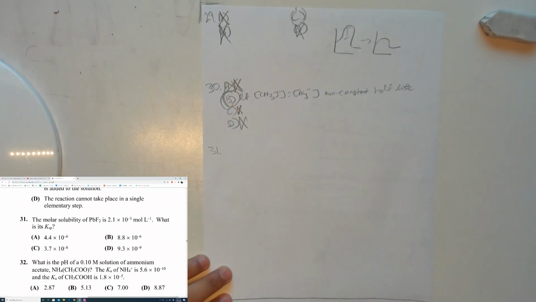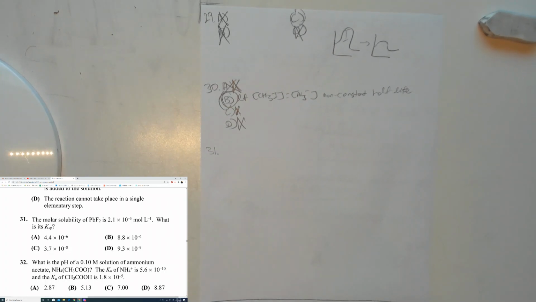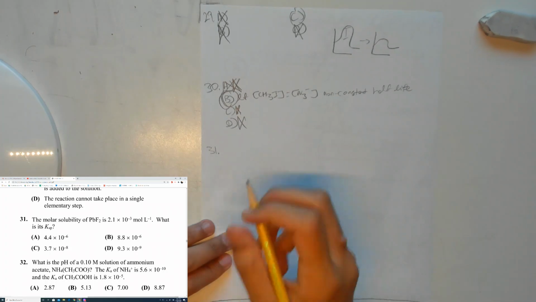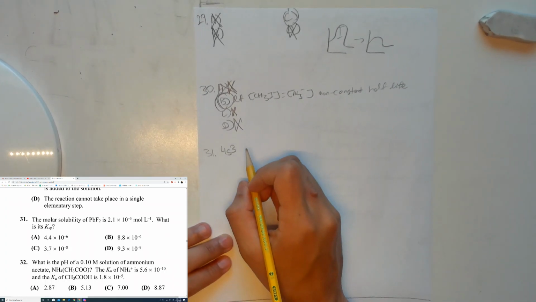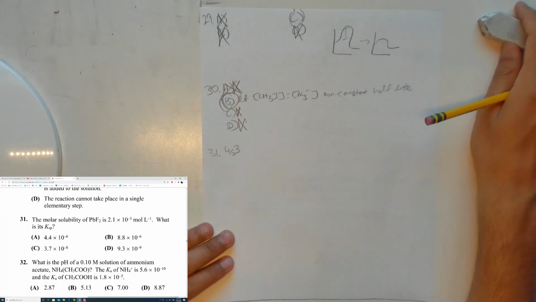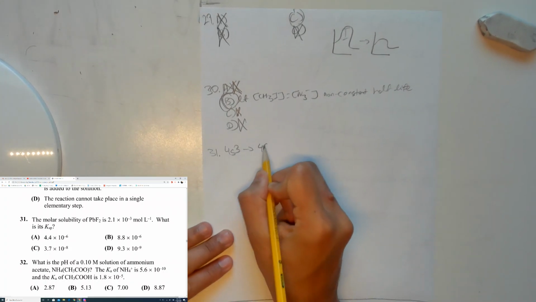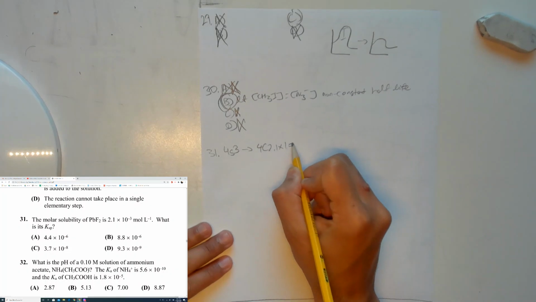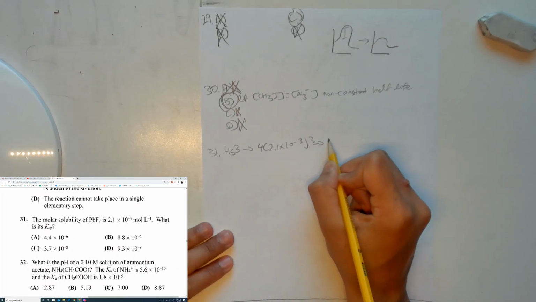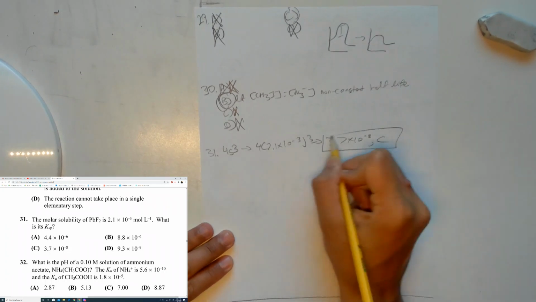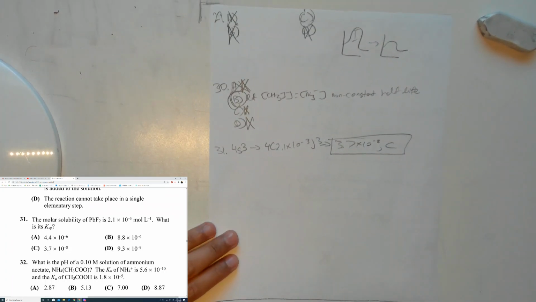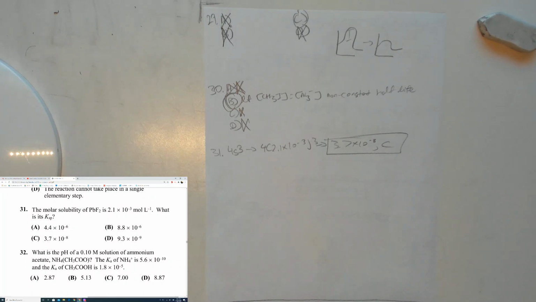The molar solubility of lead fluoride is given. Okay, pretty simple question. You know Ksp equals 4s^3, and then you just plug in 2.1 and you get 3.7 × 10^-8, which is C. Moving on, simple straightforward question.